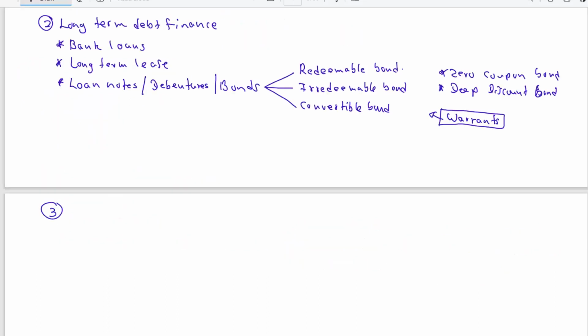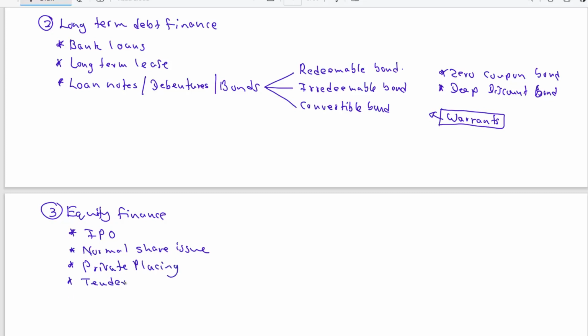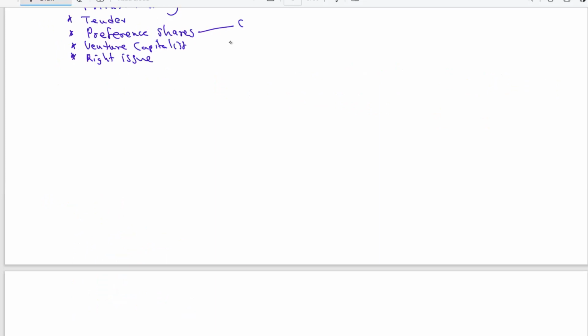The next one that you should know is equity finance. Under equity finance, you should know about the initial public offering, if not the normal share issuance. The next one, private placing. Next one, preference shares, and you may include venture capitalist and right issue.